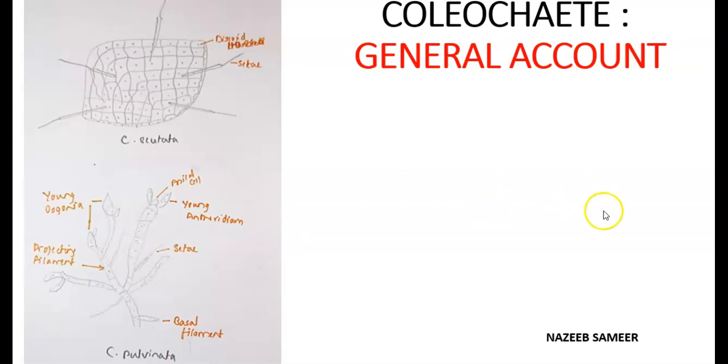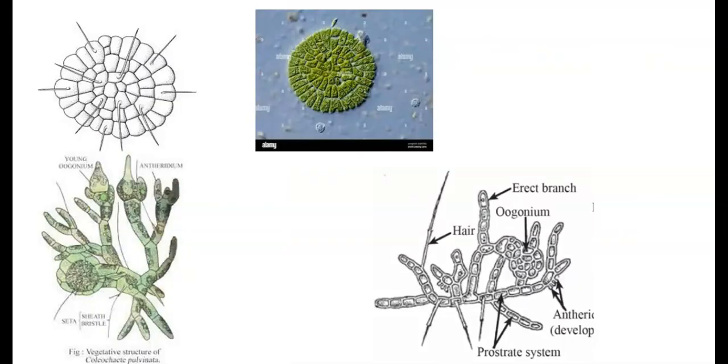Okay, and the importance of Coleochaete is that it is unique in the way that it is sometimes found as epiphytic on some submerged parts of some angiosperms. That is, it will be growing on the top of some parts of angiosperm species like Nymphaea, Sagittaria, etc. And it can also be seen growing on the top of other algal species such as Oedogonium, Vaucheria, etc.